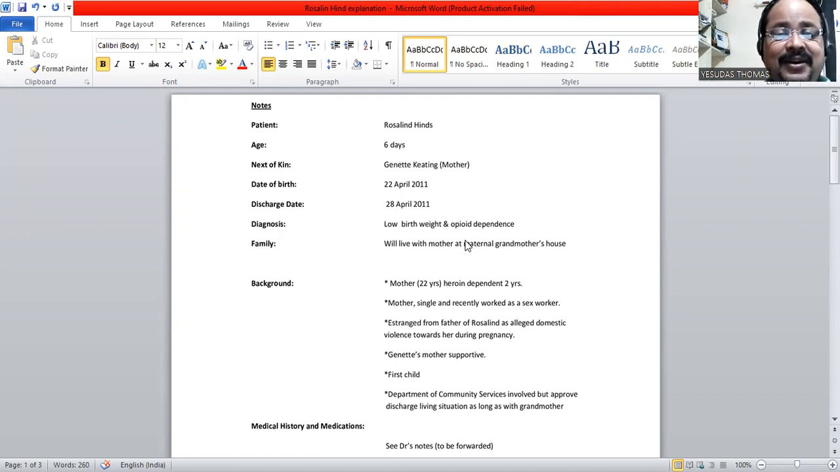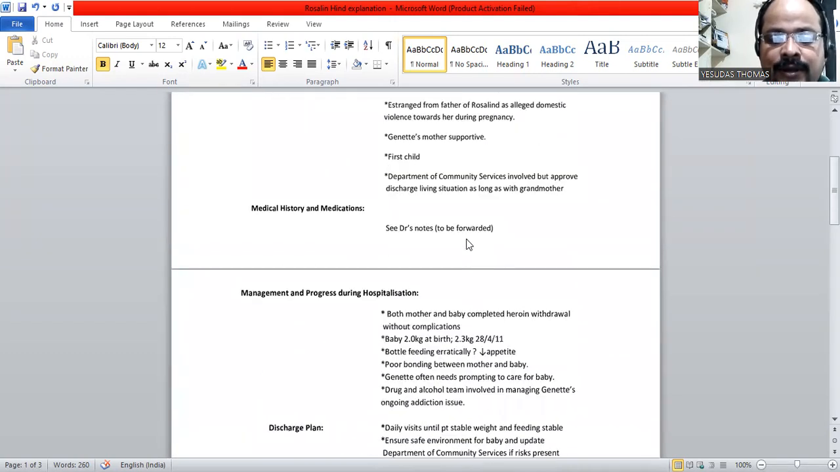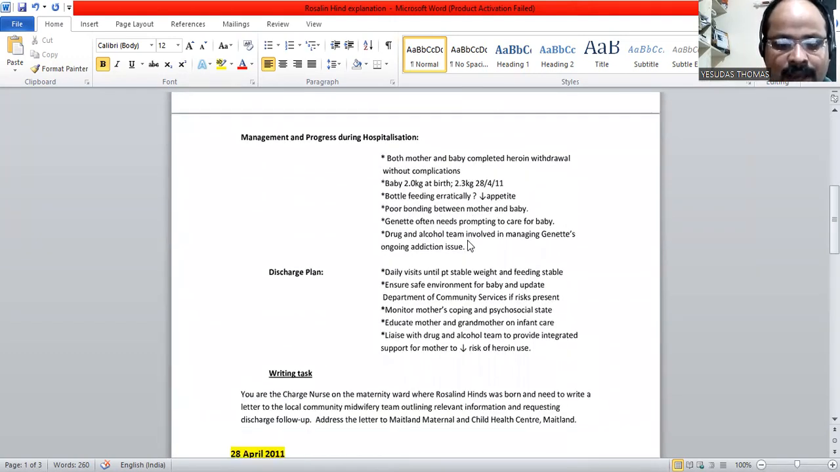Today we are going to discuss the case note of Rosalind Hinds, a 6 days old infant who has the diagnosis of low birth weight and opioid dependence. Now let's go directly to the task we have here.